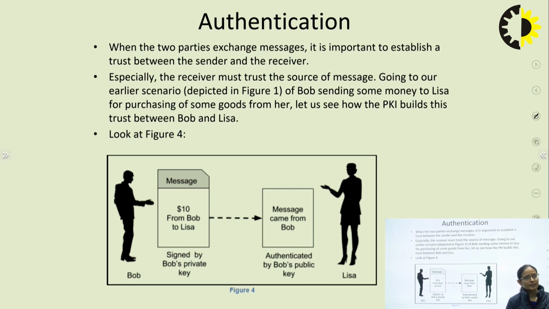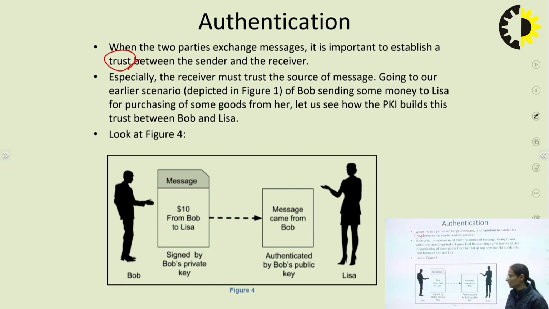When two parties exchange messages, it is important to establish trust between sender and receiver, and this is how the trust factor is maintained in the blockchain, because everyone is anonymous. Maintaining trust between the sender and the receiver is very, very important in blockchain. Especially the receiver must trust the source of the message. Going to our earlier scenario shown in figure 1, Bob is sending some money to Lisa for purchasing some goods from her. Let us see how PKI builds this trust between Bob and Lisa.